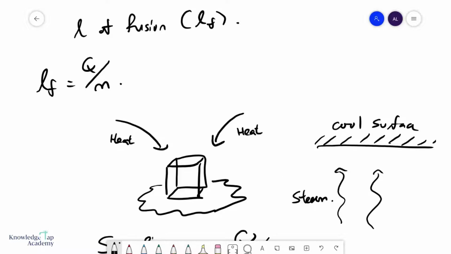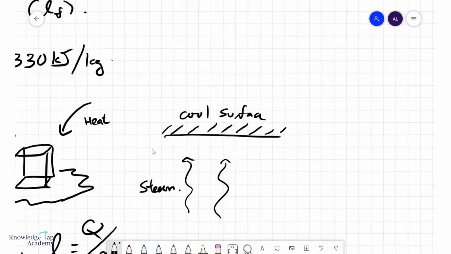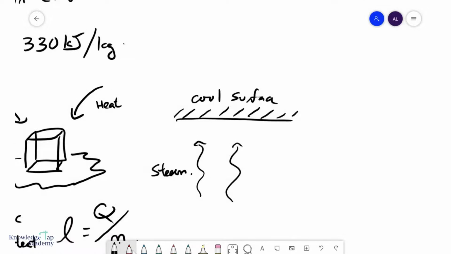So just to put things into perspective, the latent heat of fusion of water, I believe, is about 330 kilojoules per kilogram. So in other words, to melt 1 kilogram of ice, you would need 330 kilojoules of heat. And to freeze 1 kilogram of water, you would need to lose 330 kilojoules of heat.